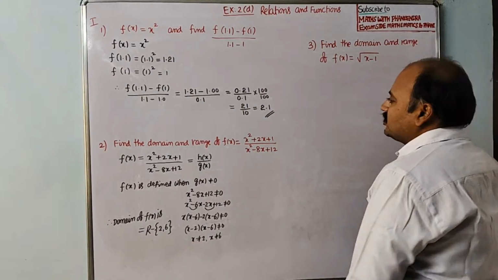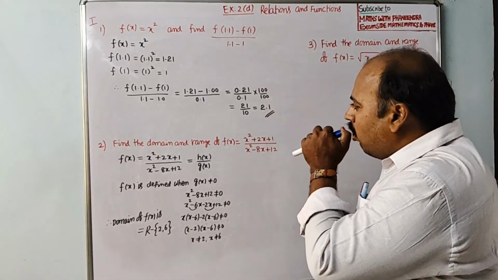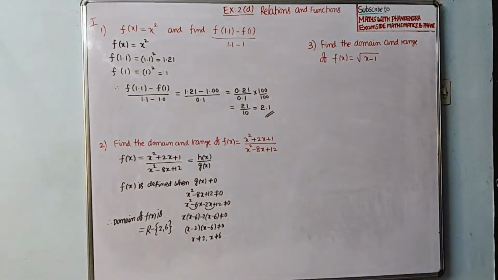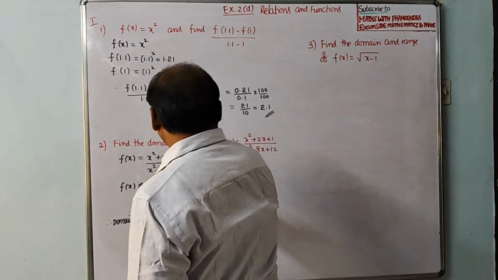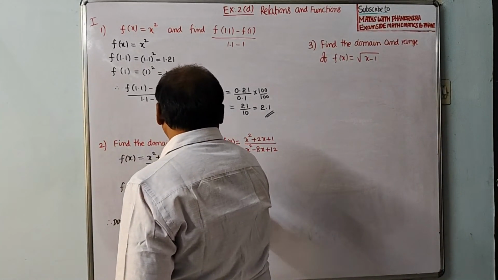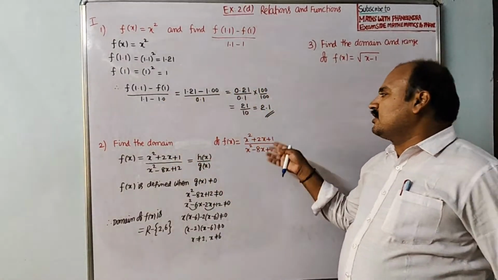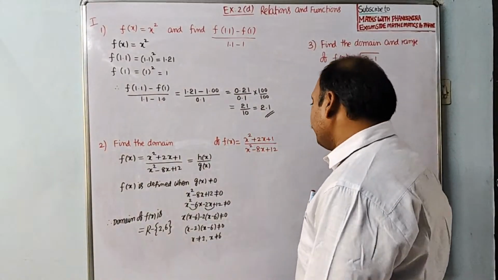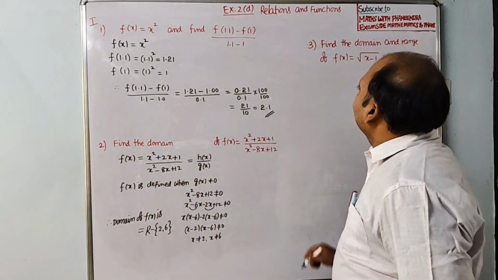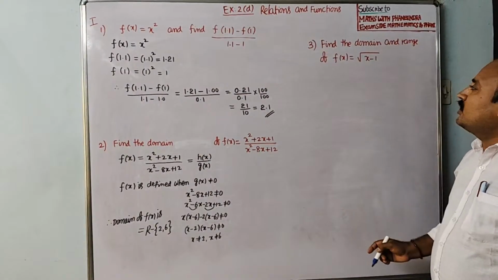We'll move to the next question. I think for question number 2, it asks only the domain, not the range. Sorry for the confusion, dear students. Here only the domain of the function is asked. The range is not given. We already discussed range for rational functions in the quadratic equation topic. Now come to this one, where domain and range both are there.